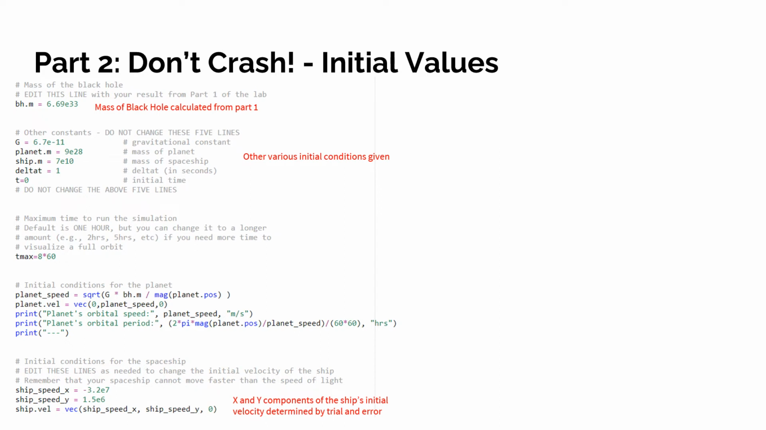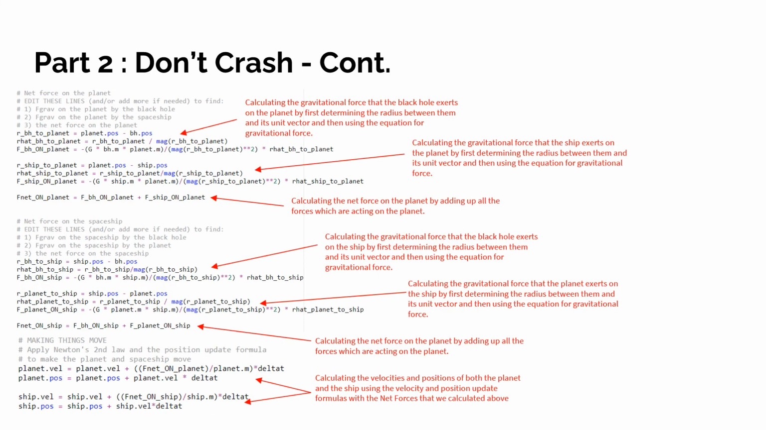All the way at the bottom you can see the x and y components of the ship's initial velocity determined by trial and error. Next, we calculate the net force acting on the planet and ship by analyzing how all three of the black hole, planet, and ship interact with each other. By that I mean we calculate the force of gravitation between all three of these objects and add them up together to determine the net force acting on a certain one. And then all the way at the bottom, we calculate the velocities and positions of both the planet and the ship using the velocity and position update formulas along with the net forces that we calculated above.